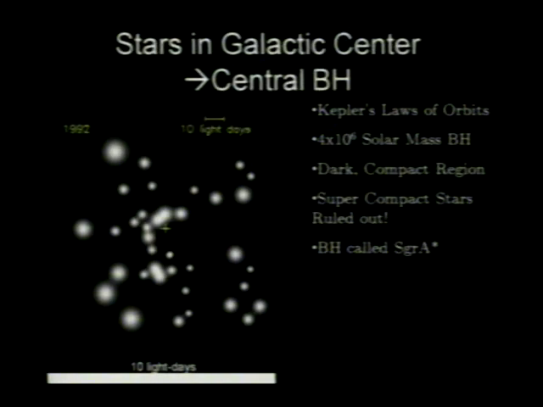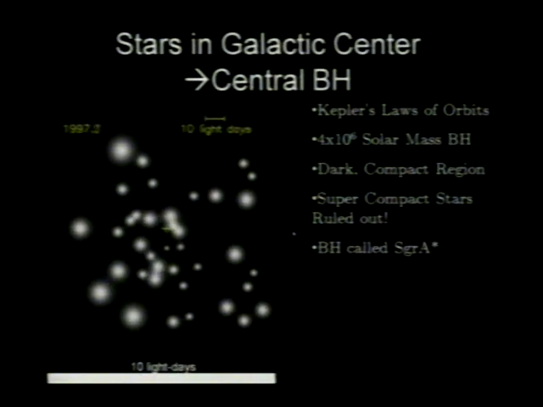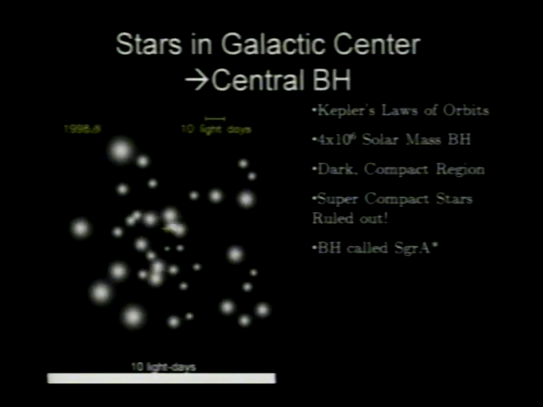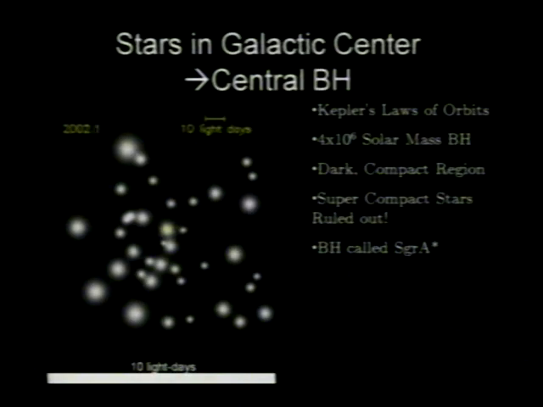This whole thing is only 10 light days across. It's very small. And when we watch these stars, we'll actually notice that they behave funny. They kind of move quite quickly near this little cross. The reason why they're moving so fast is because there's a black hole there.